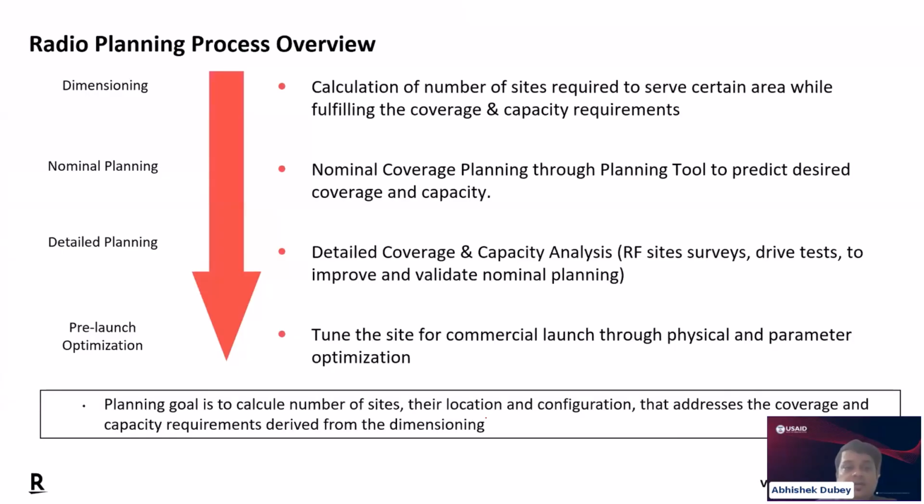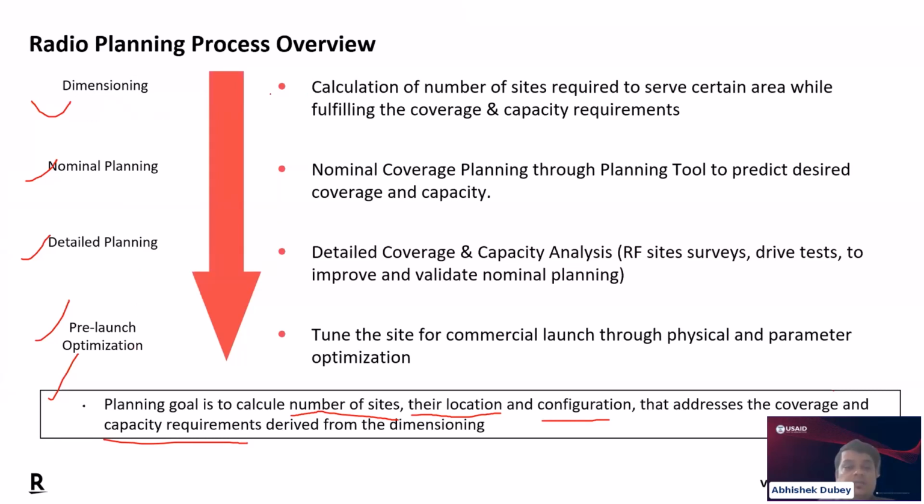So we need to start with the process of radio planning. There are 4 steps you need to think about. The first is dimensioning, then the nominal planning, then the detailed planning, and the pre-launch optimization. The goal of planning is to calculate the number of sites, the location and the configuration, so that you can address the coverage and the required capacity. To meet this, you are going to follow this process.